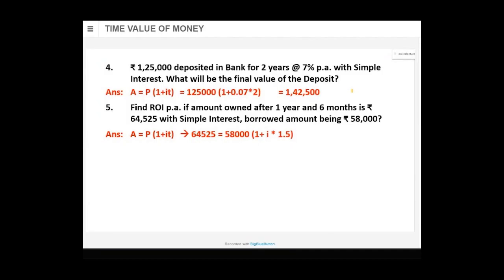rupees 64,525. Amount owed after 1.5 years. How much is the amount? 64,525 with simple interest. Borrowed amount being 58,000. I borrowed 58,000 and I'm paying certain interest. So either you can subtract and use the interest formula: 64,525 minus 58,000 is interest. Otherwise, use the formula which I am using.